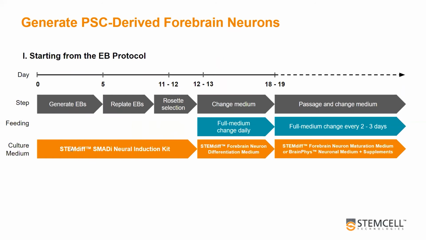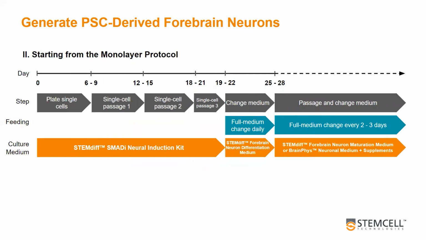We also provide an algorithm for generating EBs, and STEMdiff Neural Rosette Selection Reagent for rosette selection. After 18 to 19 days of differentiation, you can culture your neurons in our BrainPhys-based maturation medium for either long-term or short-term application. This is the monolayer protocol. Although it will take longer to get neurons, it's also simple to work with.